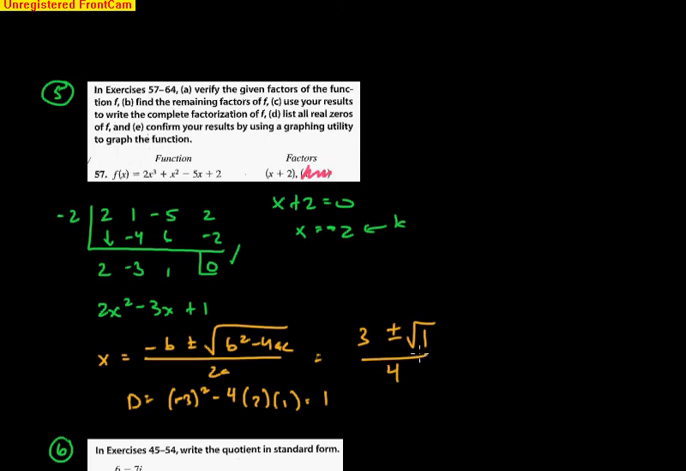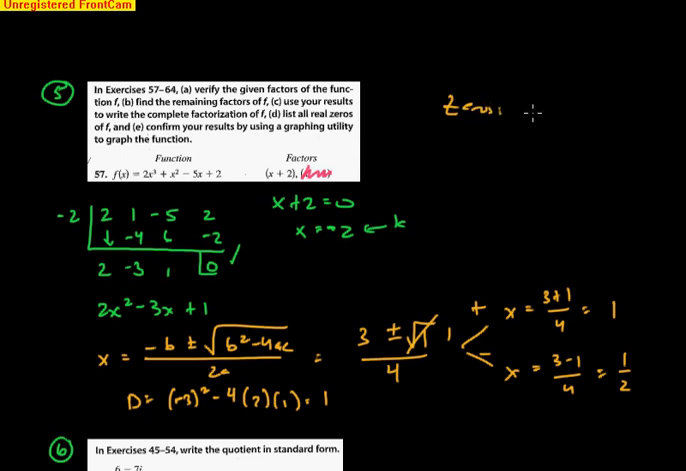Opposite of b is 3 plus or minus the square root of 1 all over 2a. 2 times a is 4. This is just a positive 1, right? The square root simplifies. And our x values are 3 plus 1 divided by 4, and the minus is 3 minus 1 divided by 4. This is 4 divided by 4, which is 1. This is 2 divided by 4, which is a half. So your zeros are x equals negative 2, 1, and 1/2.